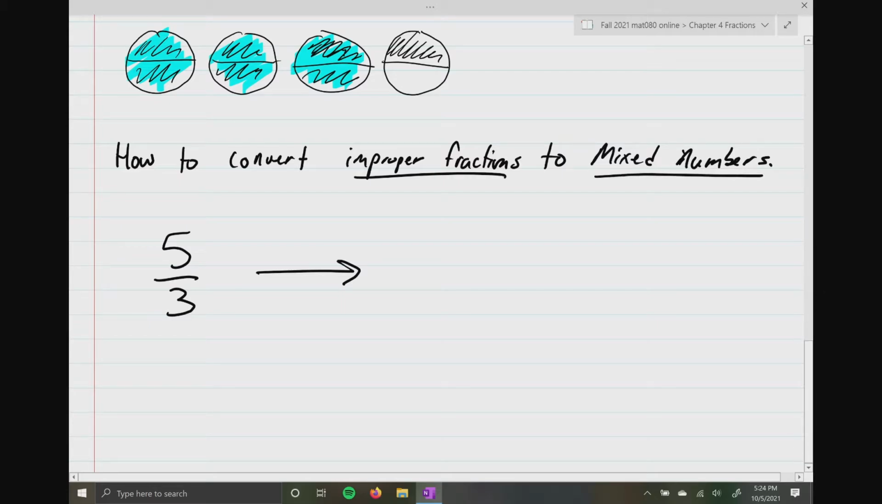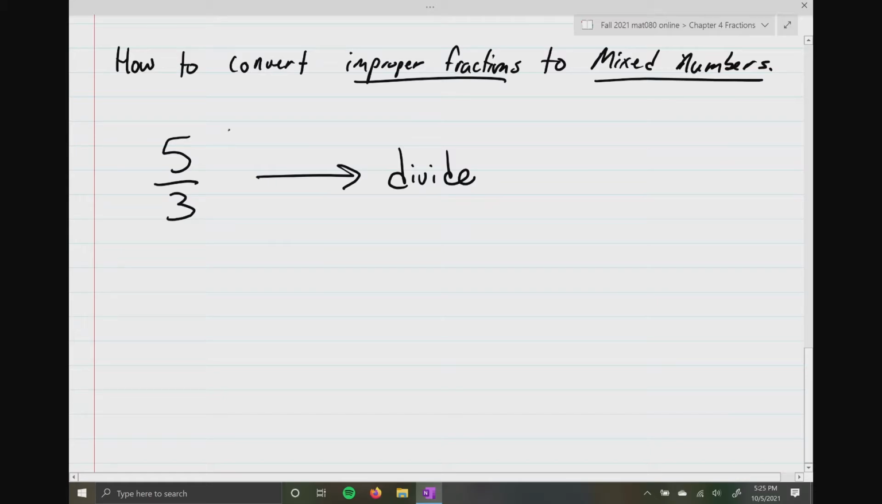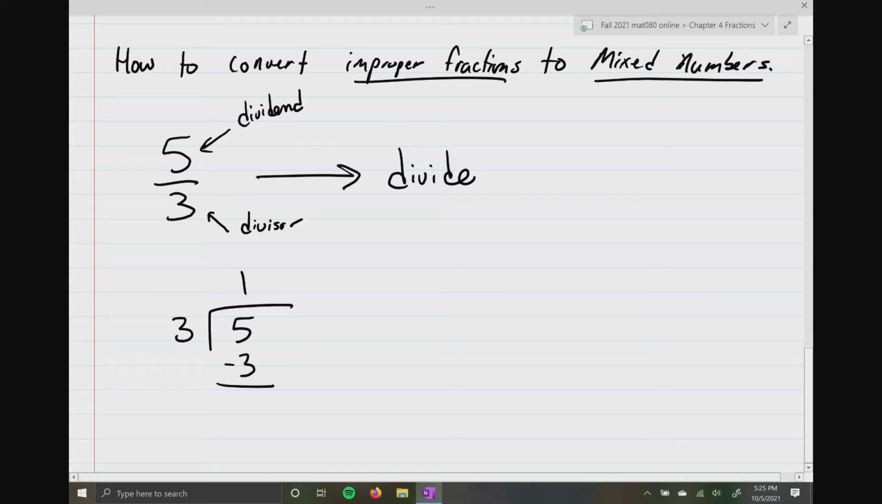Well, the key to doing this, honestly, is just divide. Just divide the numbers, that's it. So when we look at 5/3, remember the numerator, I'm going to start using that term a lot now. The numerator is going to be the dividend, just like in chapter 1. The 3, your denominator, is your divisor. So when you set this up using long division, the 3 goes outside, the 5 goes inside. 3 goes into 5 one time. 5 minus 3 is 2. Now, normally what we would write here is 1 remainder 2.